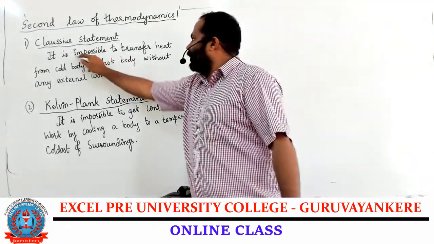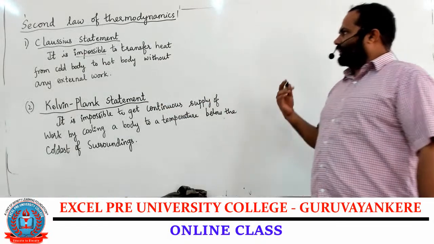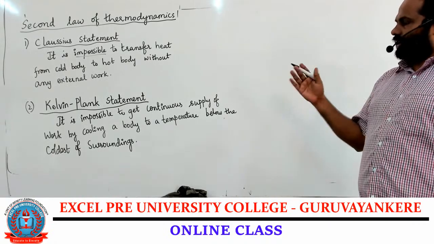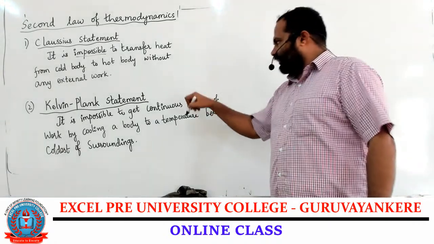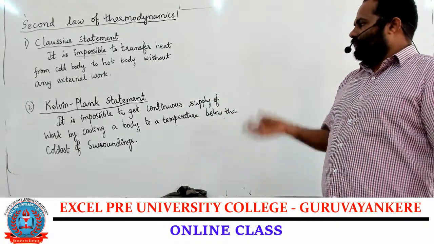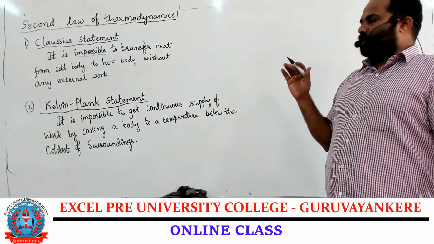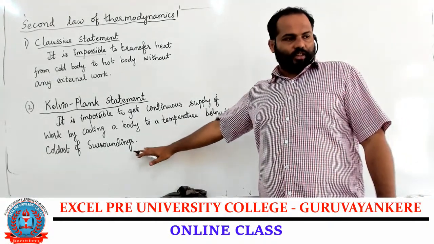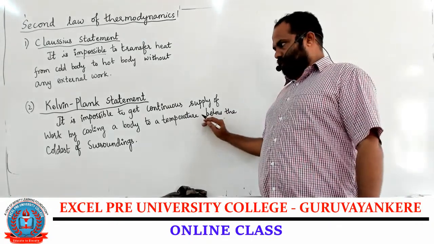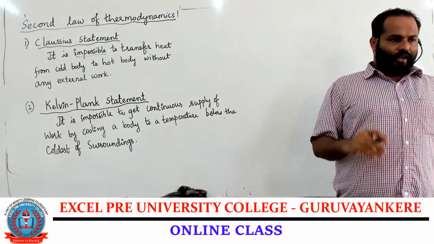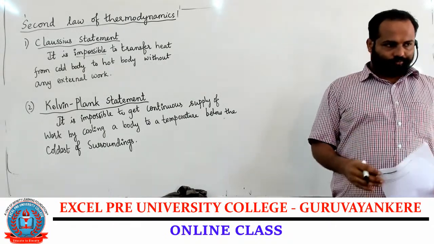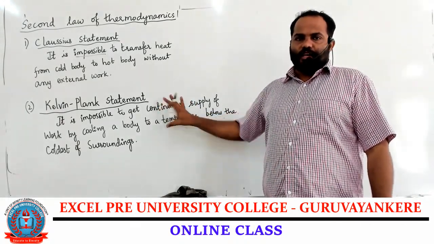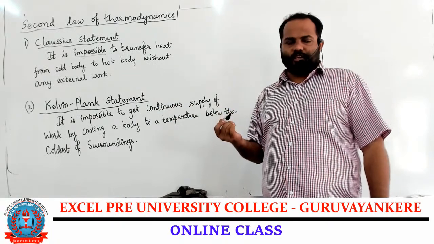This word impossible tells you there cannot be any heat transfer from cold to hotter body without any external work. The same thing is said in another way: you have to supply continuous work to get the body to a temperature below that of the surroundings. For that you require continuous work, hence it cannot be 100% efficient. So this talks about the action of a refrigerator, which is a reverse of a heat engine.